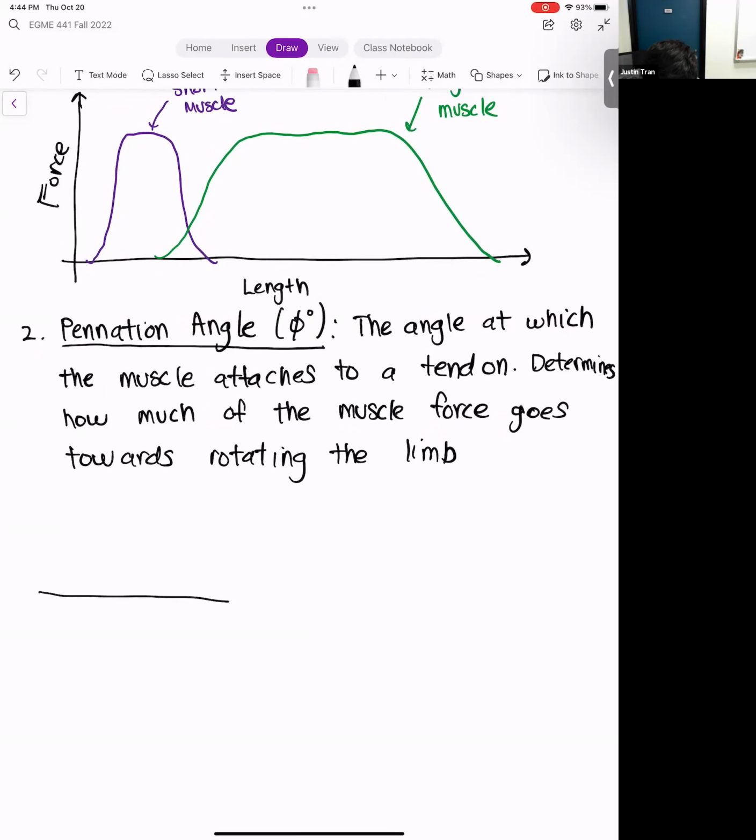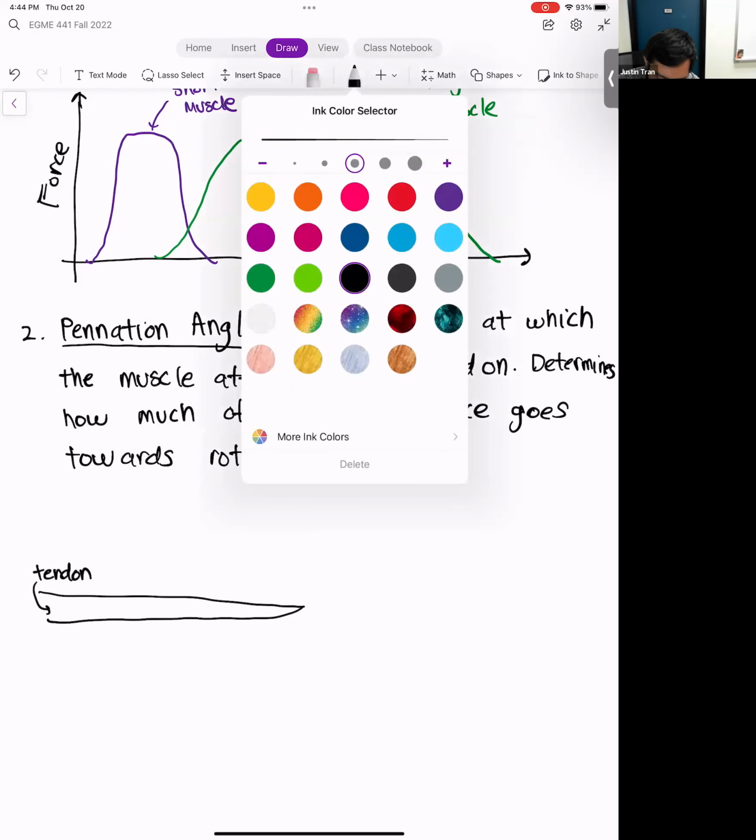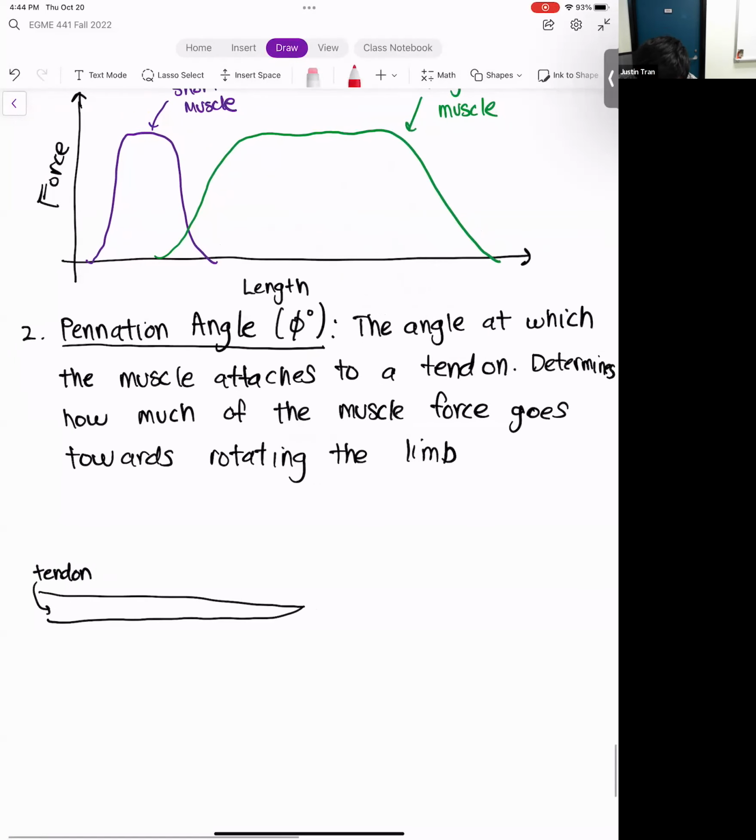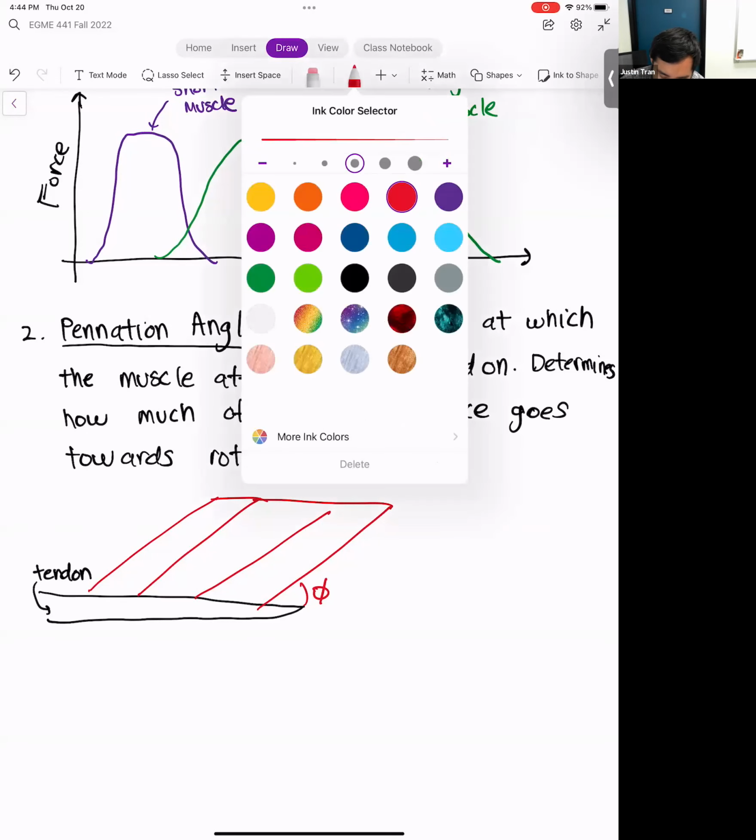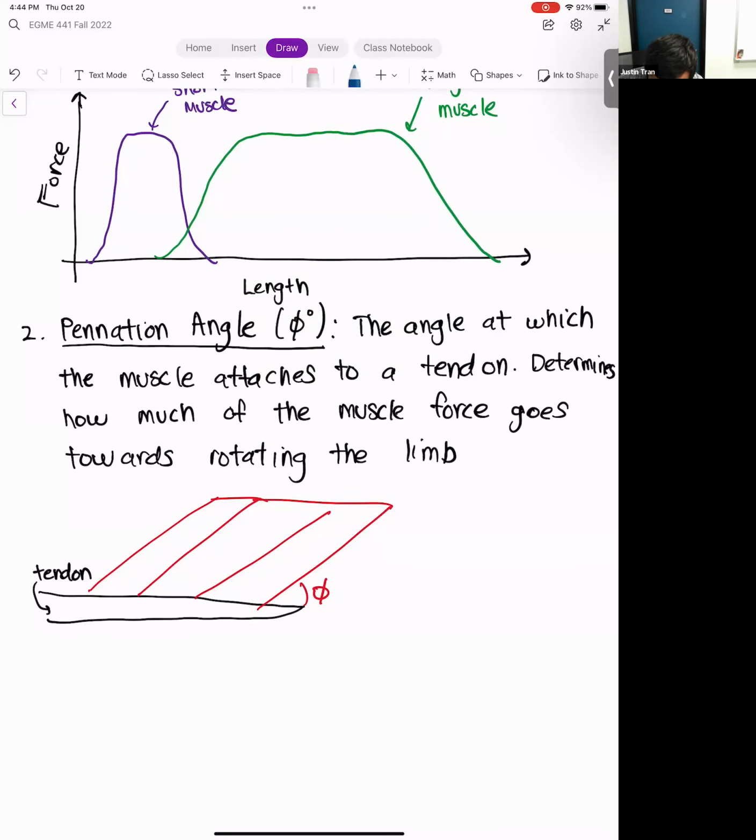One example here is similar to what happens in your shoulder. Let's say that this rod right here is the tendon, and your muscle is pennated around this tendon. Let's say that your muscle looks like this, where it makes an angle phi here. In this case, the line of action for this tendon is going to be to the left and right, and so when this muscle contracts, it's going to pull the tendon this way.